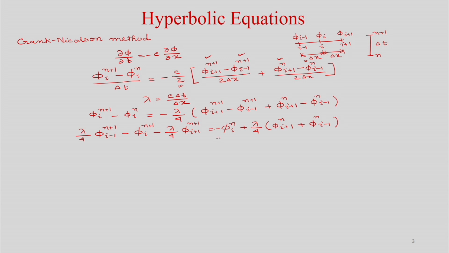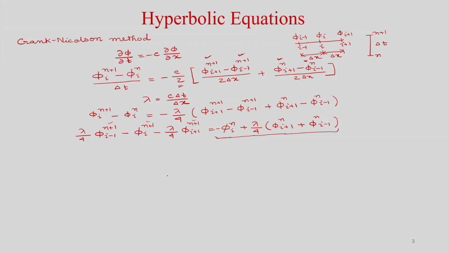So, you can see the right hand side is your known term. Only on the left hand side at n plus 1 do you have unknowns. Obviously, at each grid point if you write this equation, then you will get a system of linear algebraic equations, which will give you a tridiagonal matrix, and you can solve it using the Thomas algorithm.